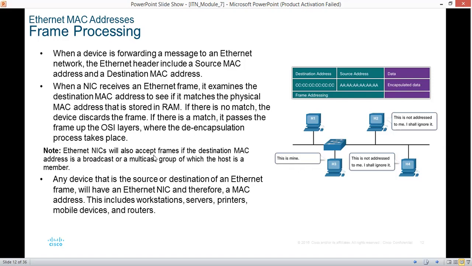So Ethernet NICs will also accept frames if the destination MAC address is a broadcast or a multicast.